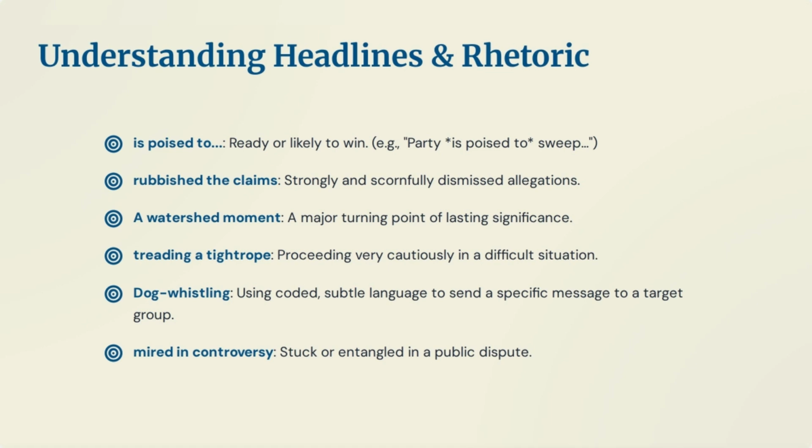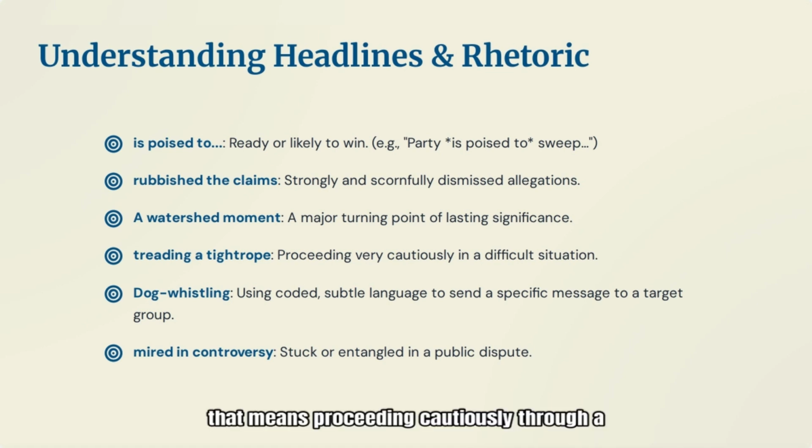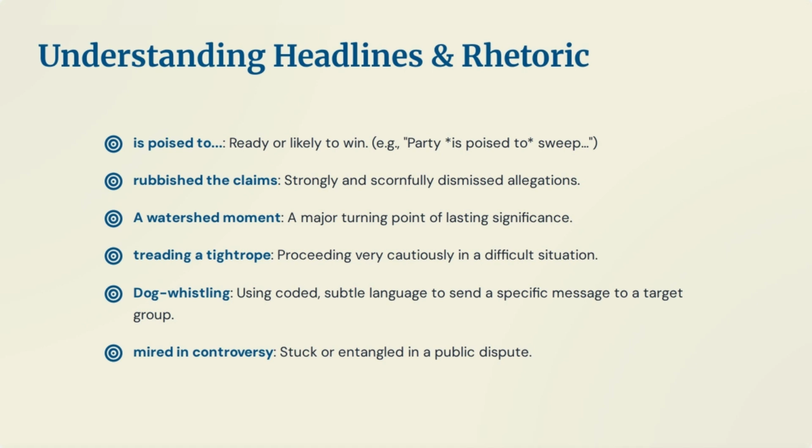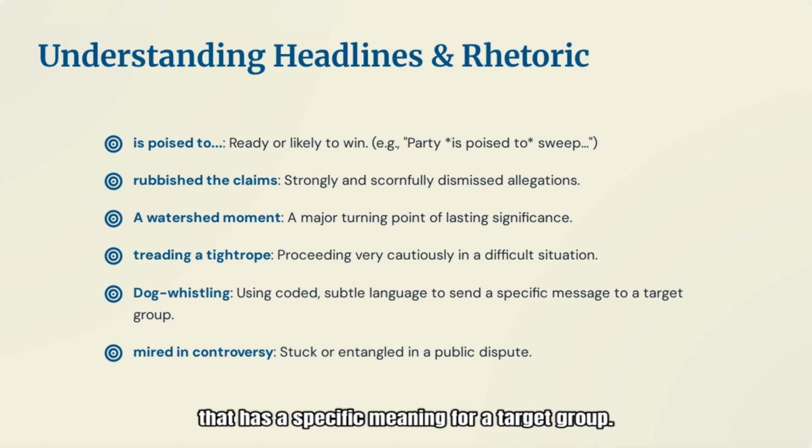Leaders often find themselves treading a tightrope. That means proceeding cautiously through a difficult situation. They want to garner support. That means to gather approval. More advanced rhetorical terms: a stalemate is a deadlock in talks. The election is a reckoning for past mistakes. Look out for dog whistling, using coded language that has a specific meaning for a target group. And finally, if a leader is investigated, they are under the scanner. If their campaign is entangled in dispute, it's mired in controversy.